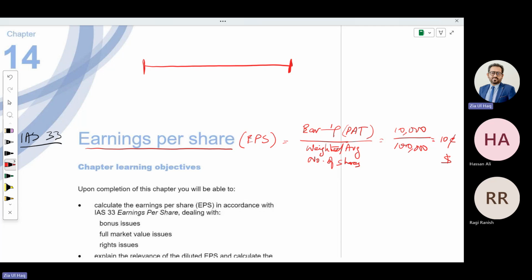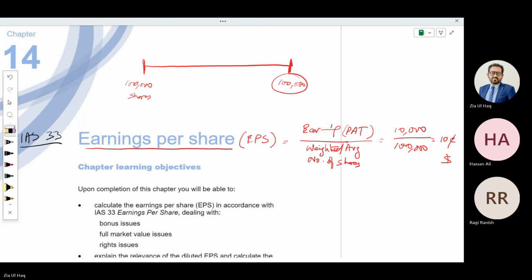Suppose at start of the year, company is having 100,000 shares. At end of the year, company is having the same 100,000 shares. Where do we calculate earning per share? Where we prepare financial statements, at end of the year, so we will calculate earning per share at end of the year. If there is no change in shares during the year, we will take this 100,000 number of shares. This is also the weighted average number of shares. Earning divided by weighted average number of shares.